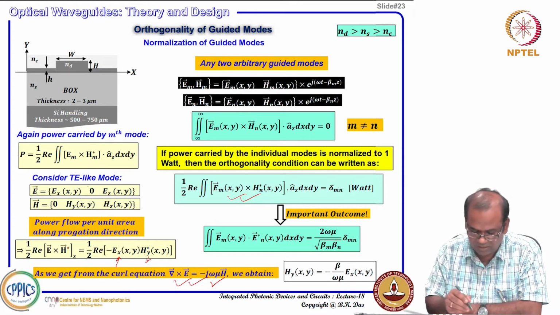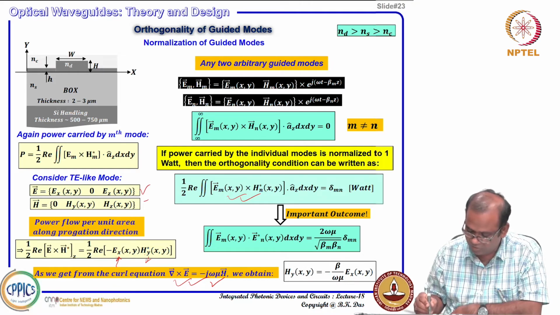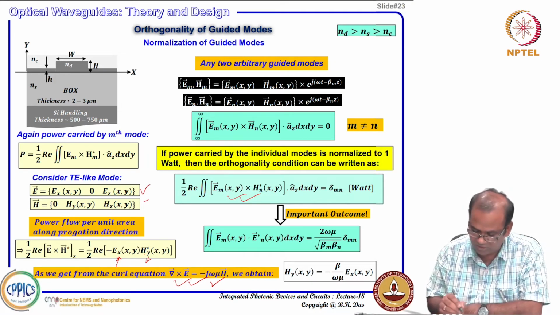Using this curl equation and these field components, I can find out the value of HY. If I get this HY, I think this minus sign will be cancelled somewhere. Whatever you get, if you put it here, you can modify this equation. Then what you are getting? Beta by 2 omega mu times EX times EX star.